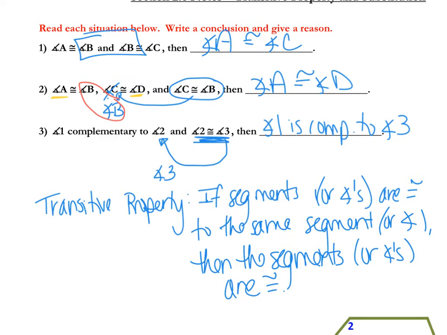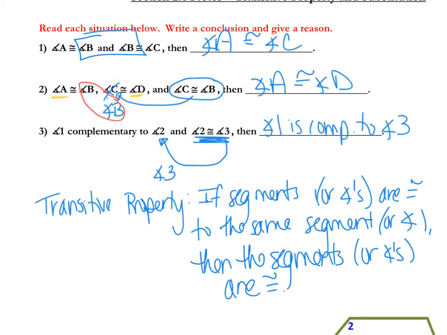Okay. So we can apply that back up here. If segments or angles are congruent to the same segment or angle, so A and C are congruent to angle B, which is the same angle, then that means A and C must be congruent. Here we apply the transitive property twice. C is congruent to B, so I replaced one of these. Basically, I used the substitution on that one. So I substituted B in for C, and then I used the transitive property, angle B, therefore A and D must be congruent. And then this last one, I used substitution.